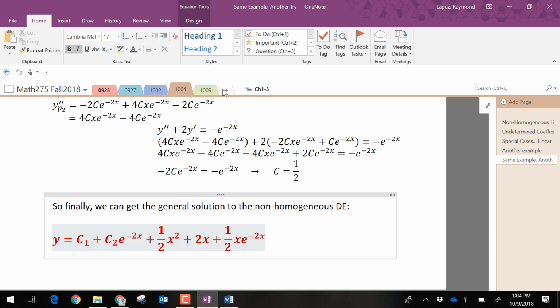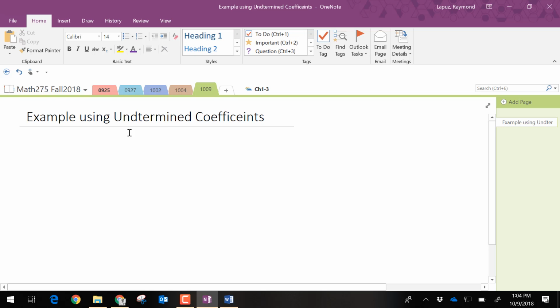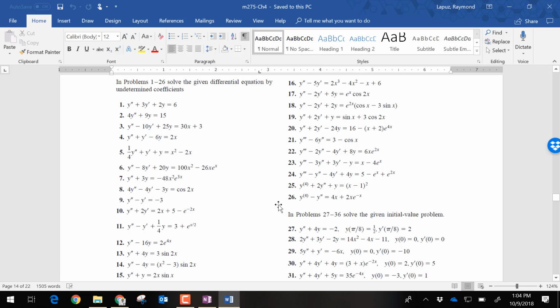So let's do another example of undetermined coefficients. The process that we're dealing with is undetermined coefficients, because you assign the A and the B and the C as these coefficients, and then you're going to try to solve for them. So I wanted to get to a higher order differential equation. Let's see. There's some higher order ones here.